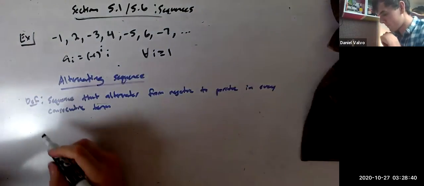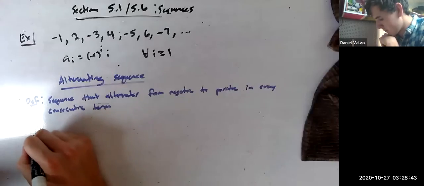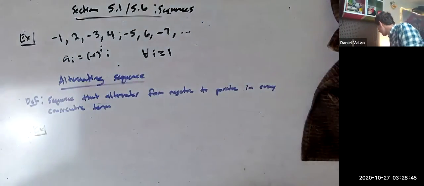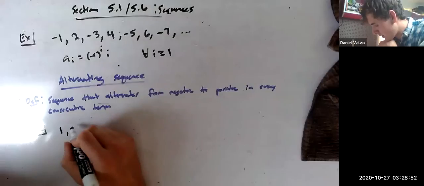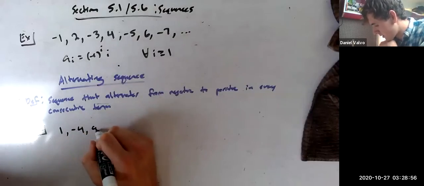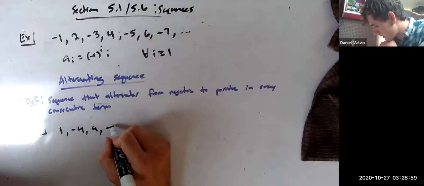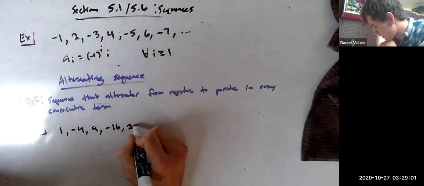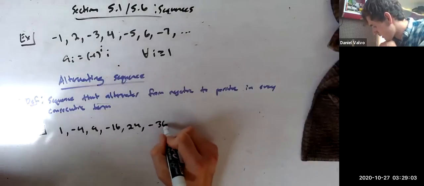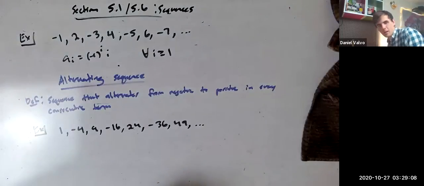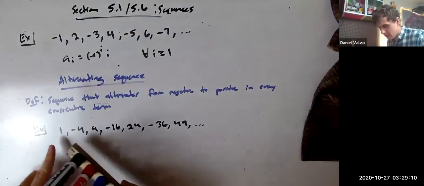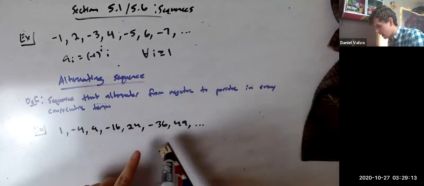So, for example, we could have 1, minus 4, 9, minus 16, 25, minus 36, 49. Right? It just alternates positive, negative, positive, negative, positive, negative, positive.